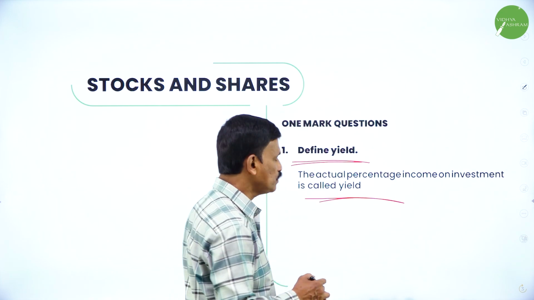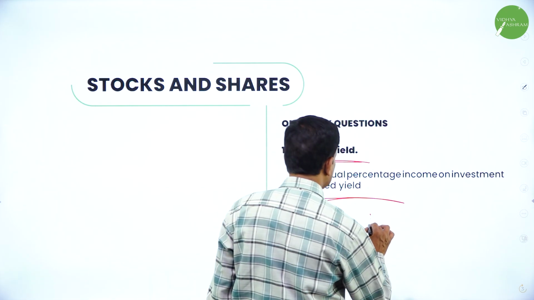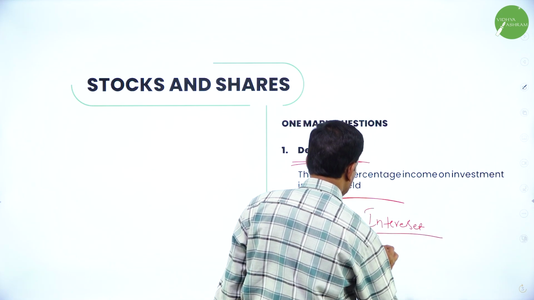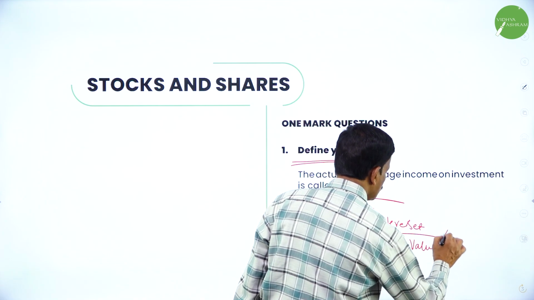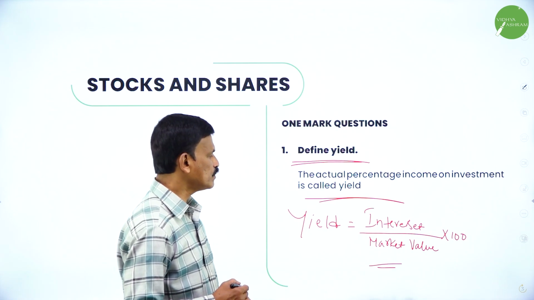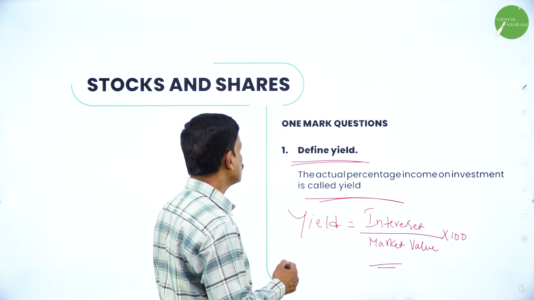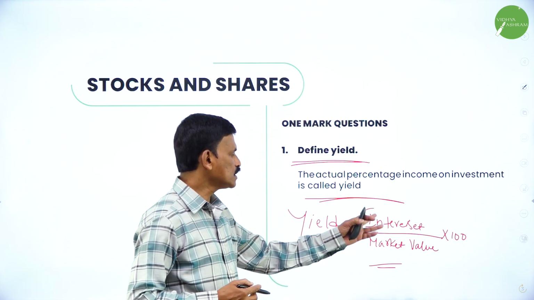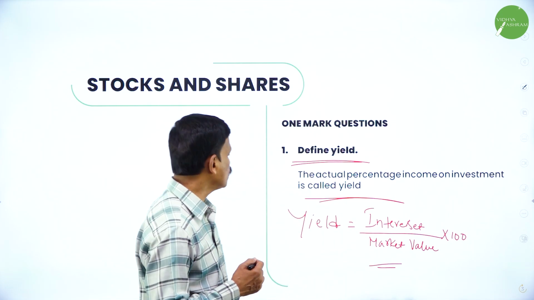So yield can also be written as yield is equal to interest divided by market value into 100. That's it. This is how we are going to define it. Yield is nothing but the actual percentage income on investment. Interest divided by the market value into 100 will give the yield. Now move on to the next problem.